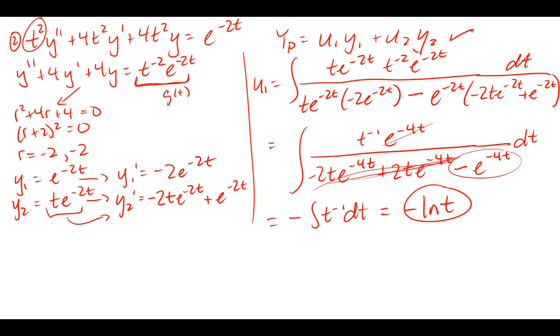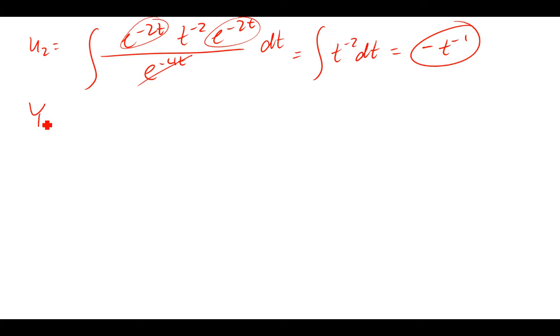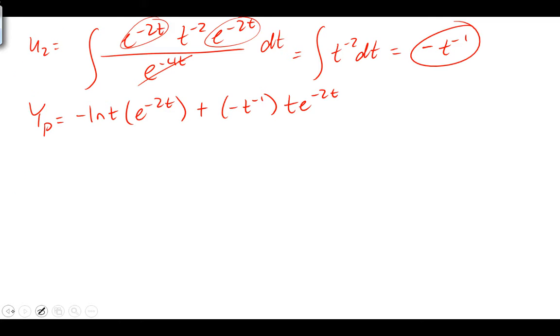So again, yp is now I have all 4 things I need: u1, y1, u2, y2. So let me write everybody down. So yp is u1, I think that was negative ln of t, y1 plus u2, that's the one we just did, times y2, which was t e to the negative 2t. Right, so I think I got all my pieces in the right place, hopefully.